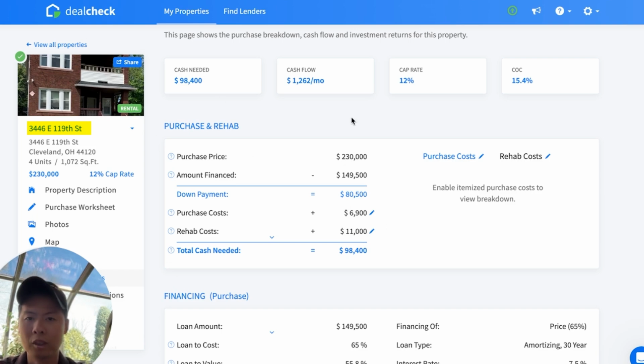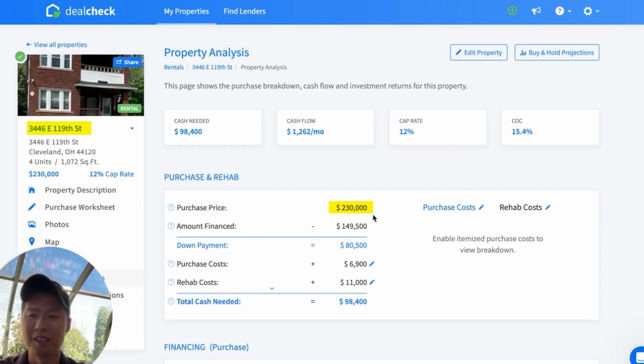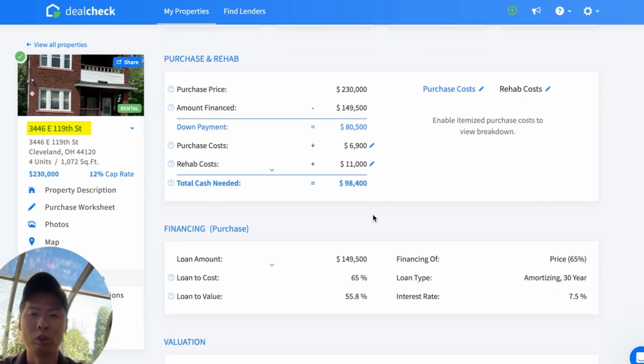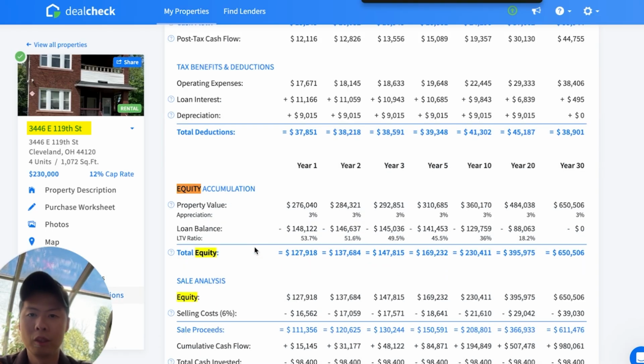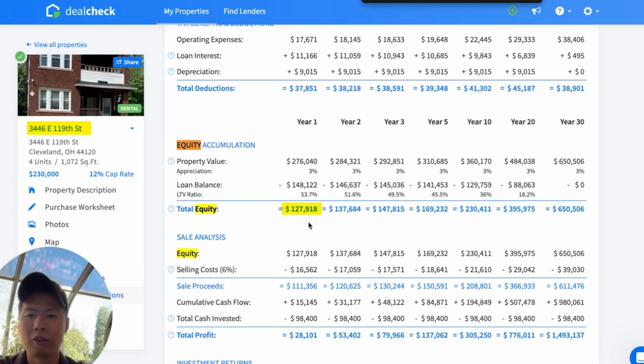So a fourplex is really going to cost you about 230K in some parts of Cleveland. And then when you run through all the numbers, this is going to be a very profitable deal. If I just go into the equity side, the building equity is going to give us an additional 30K. So cash needed is about $98,000, and then the total equity after year 1 with 3% appreciation is going to be 127K.